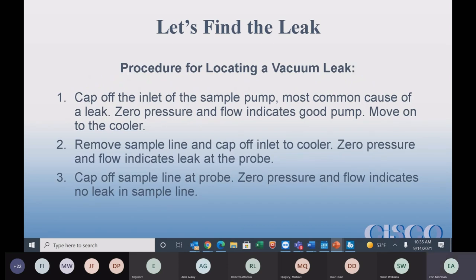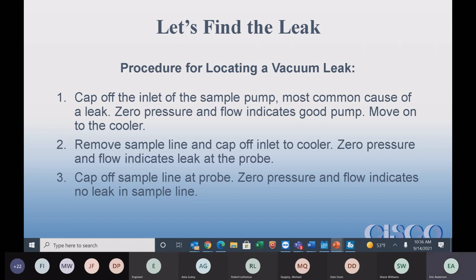Okay, so let's cap off the inlet of the sample pump. And in reality, like the problem we had last week with the customer, the most common cause of a leak is the sample pump. So we can cap off the sample pump, and we're going to look for zero pressure and flow, which indicates the pump's good. We're going to move on to the filter, the cooler, and go back towards the probe.